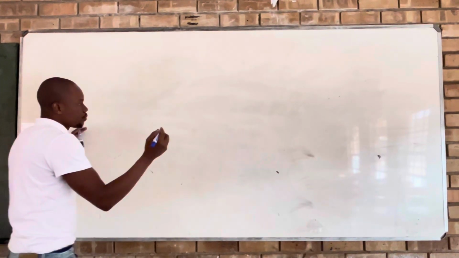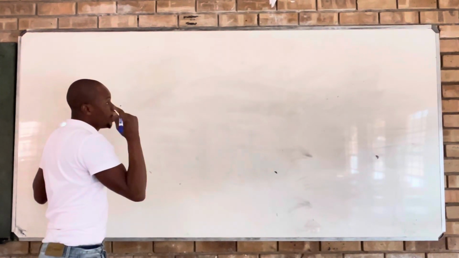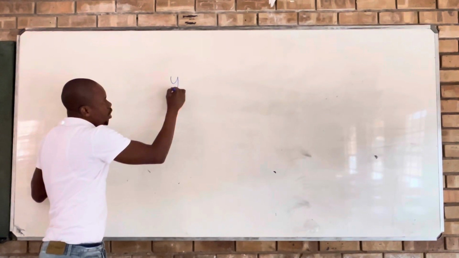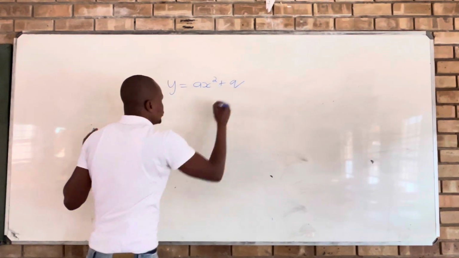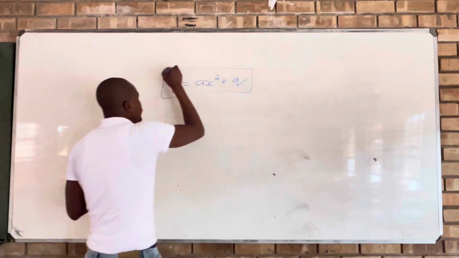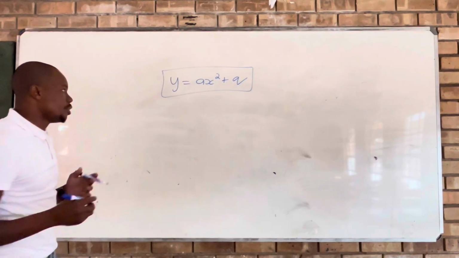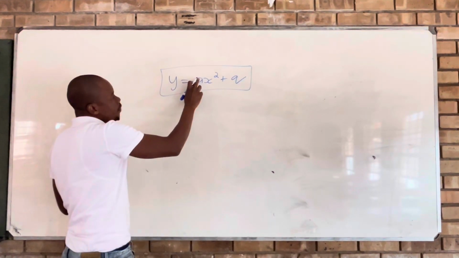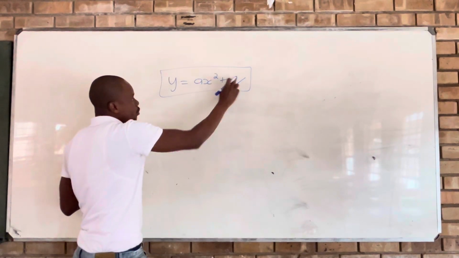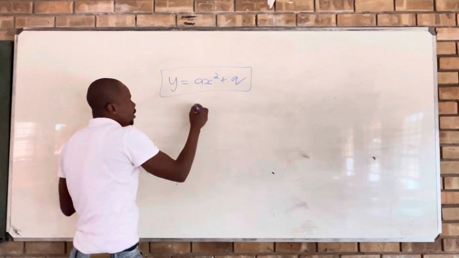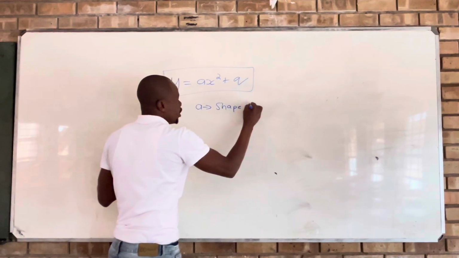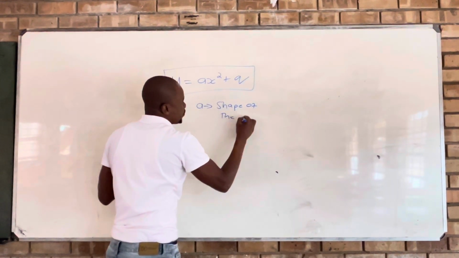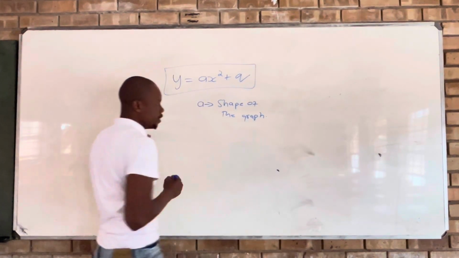So now, the standard form of a parabola graph is y equals ax squared plus q. Now I want to talk about a and q. The value of a represents the shape of the graph.